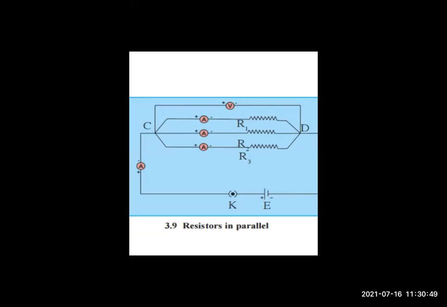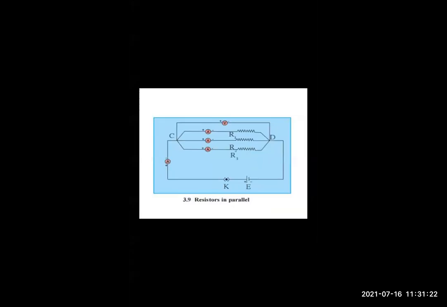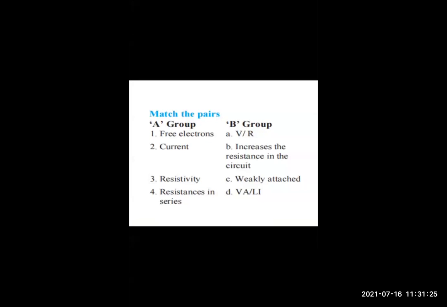Suppose n resistors are connected in parallel, what can we write? 1 upon Rp equal to 1 upon R1 plus 1 upon R2 plus 1 upon R3 up to 1 upon Rn. So when the resistors are connected in parallel, this is the formula. That is about resistors in parallel and resistors in series.